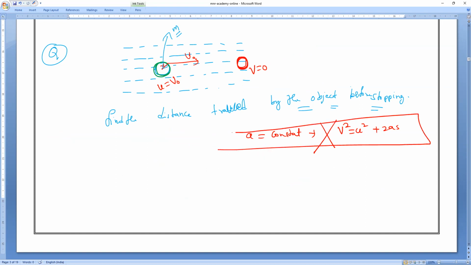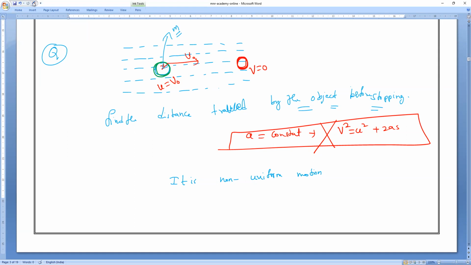So the equations of motion are not applicable, because equations of motion are only applicable for what? Constant acceleration, or uniform acceleration, but that is not the case here. So it is a non-uniform acceleration, which means we have to use some mathematical concept for finding it. What is the concept?